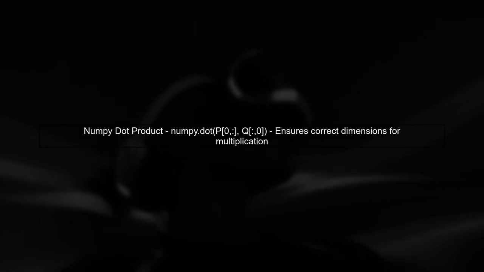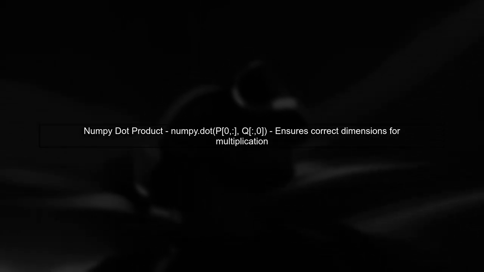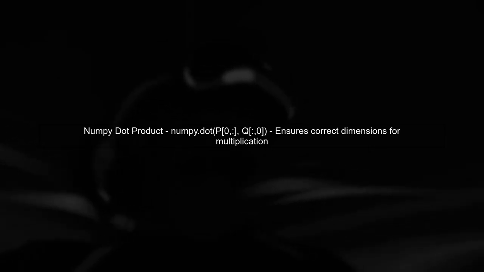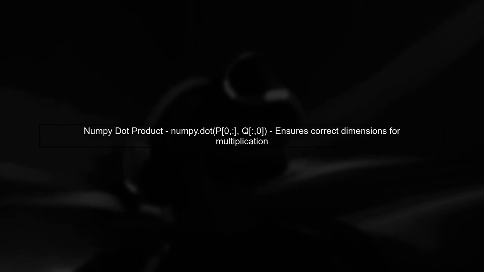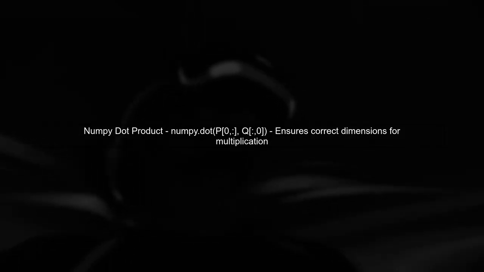Now let's look at the NumPy dot function. It requires the dimensions of the arrays to align correctly. The first argument should be a 1D array, while the second should also be a 1D array. When you used numpy dot, the first argument was a 1D array, but the second was incorrectly accessed, leading to a shape error. This is why the second method works.